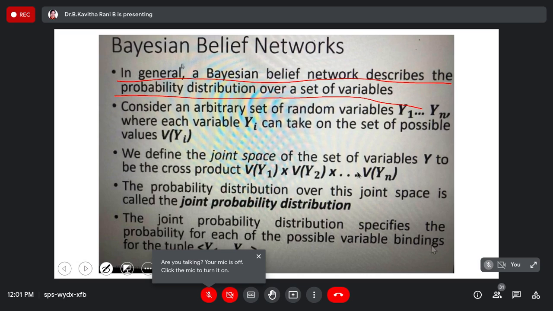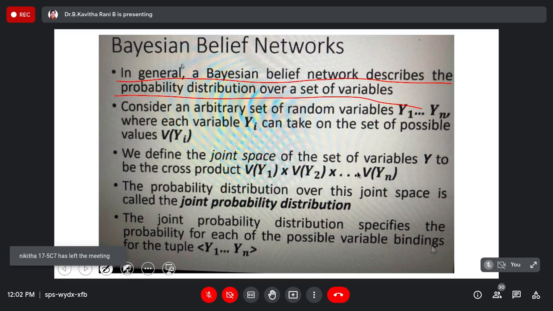So now consider an arbitrary set of random variables Y1 through Yn, where each variable Yi can take on the set of possible values V of Yi. So what we are doing is considering some random variables, Y1 through Yn, where each variable Yi can take a set of possible values V of Yi.